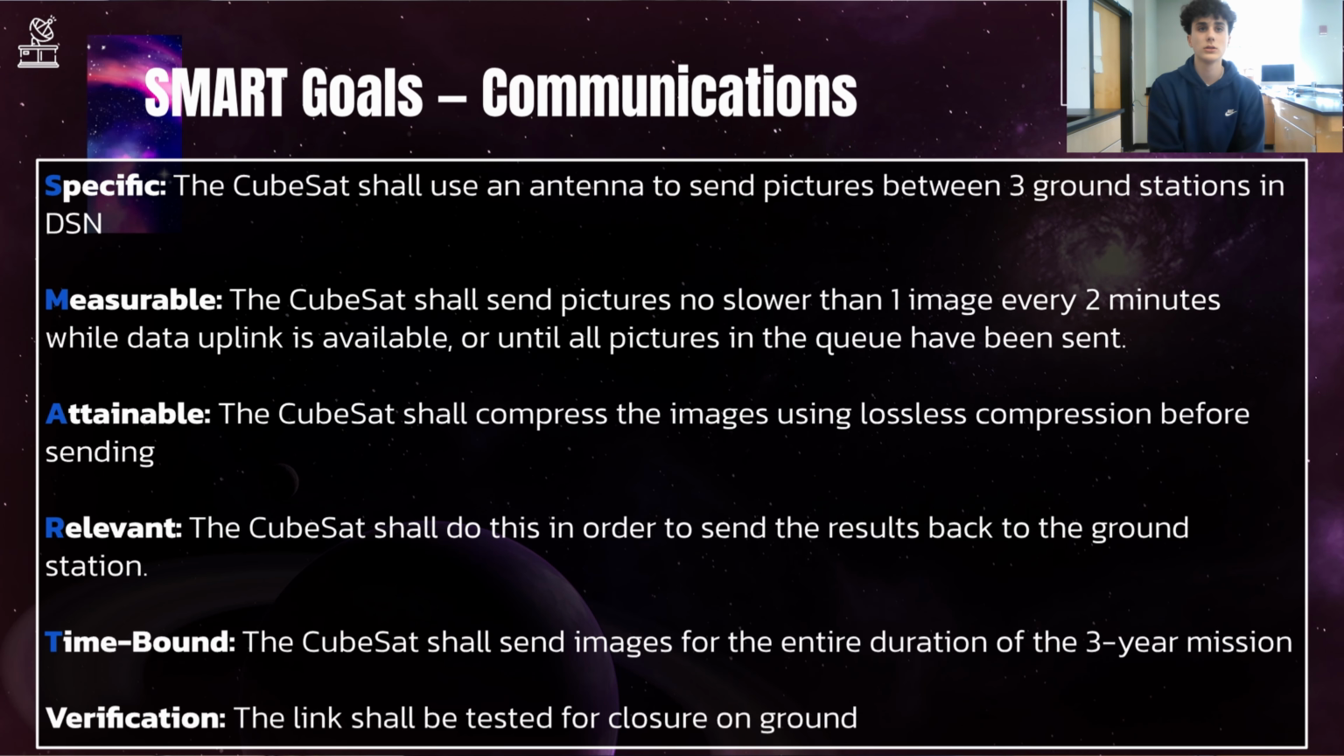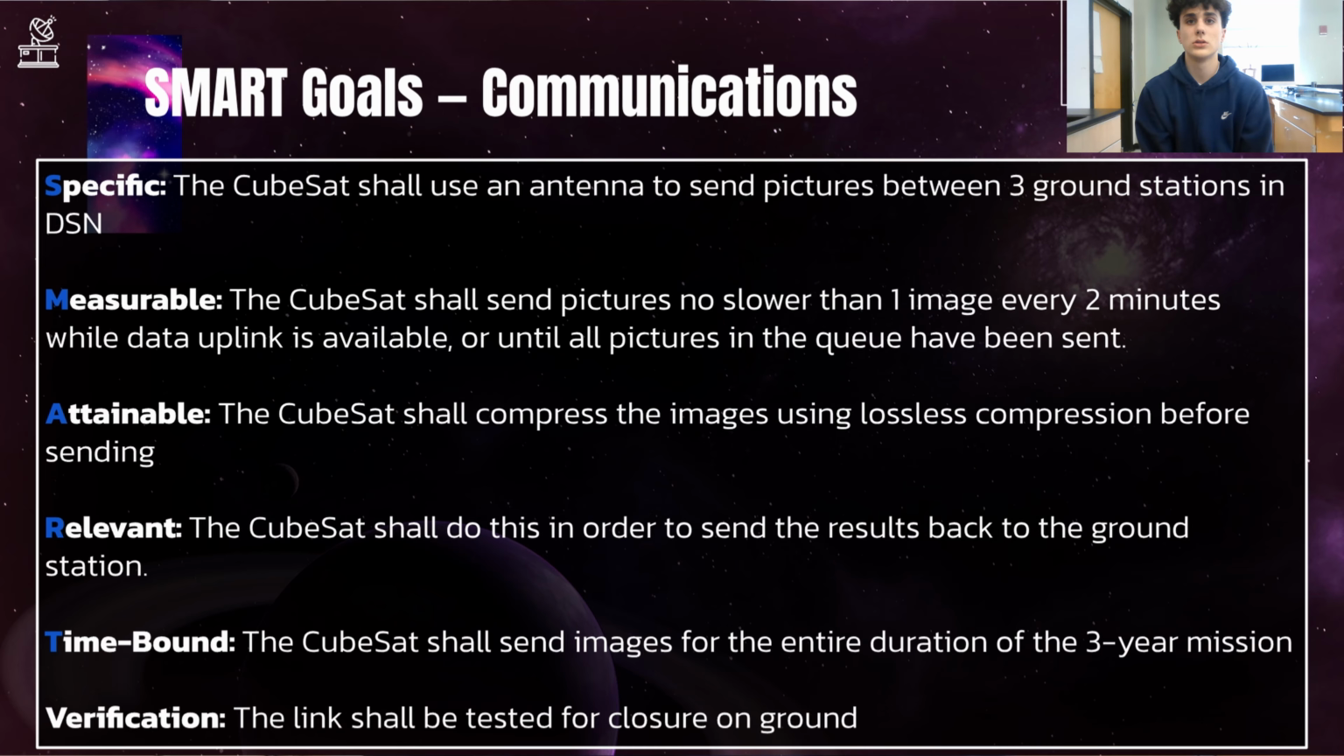As for SMART goals for communications, the CubeSat shall use an antenna to send pictures between 3 ground stations in DSN. We chose to use DSN because there was a multitude of documentation available on it. Furthermore, it is relatively powerful compared to other networks besides its downsides. The CubeSat shall send pictures no slower than 1 image every 120 seconds while data uplink is available.